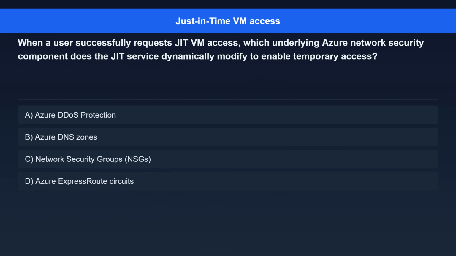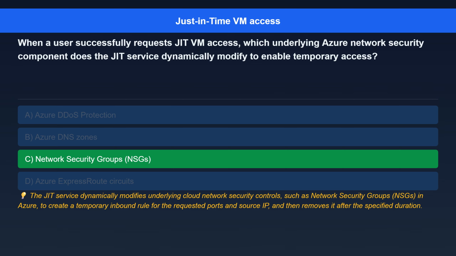Question 5. When a user successfully requests JIT VM access, which underlying Azure network security component does the JIT service dynamically modify to enable temporary access? Option A, Azure DDoS Protection. Option B, Azure DNS zones. Option C, Network Security Groups, NSGs. Option D, Azure ExpressRoute circuits.